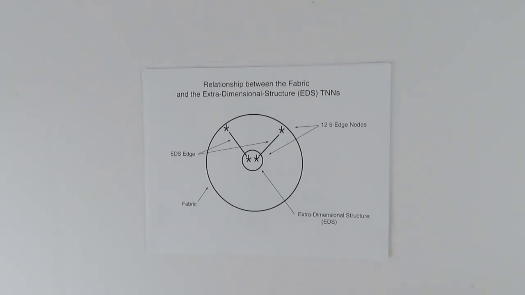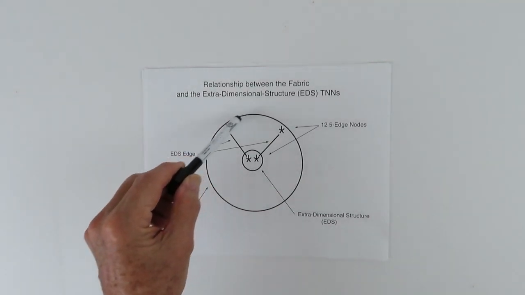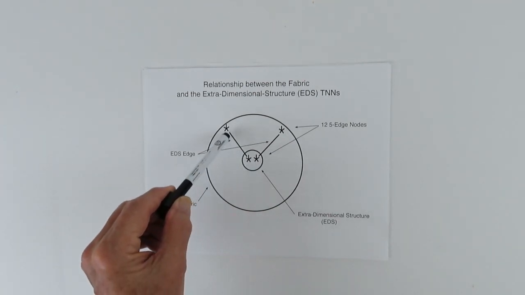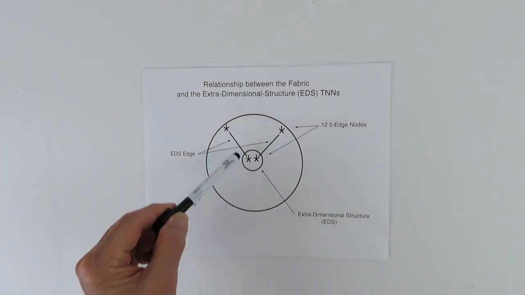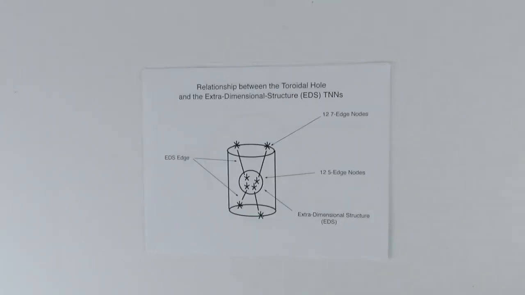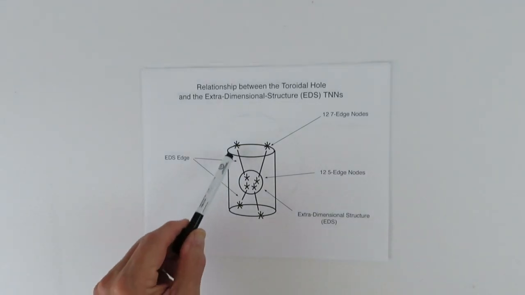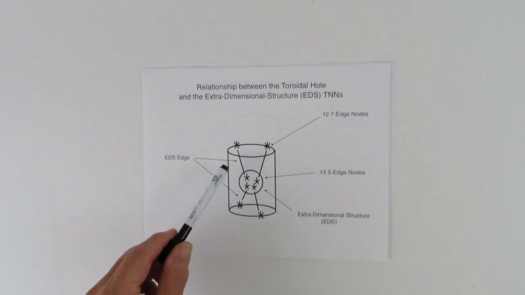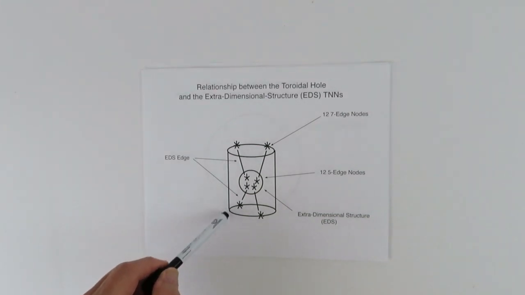I mean, the only problem is that this structure here is a triangular neighborhood network, and so is this, but then these edges are extra. They're in a different syntax. The same sort of diagram can be generated for the toroidal hole. Here we have the fabric of the toroidal hole, which consists of 6 and 7-edge nodes.